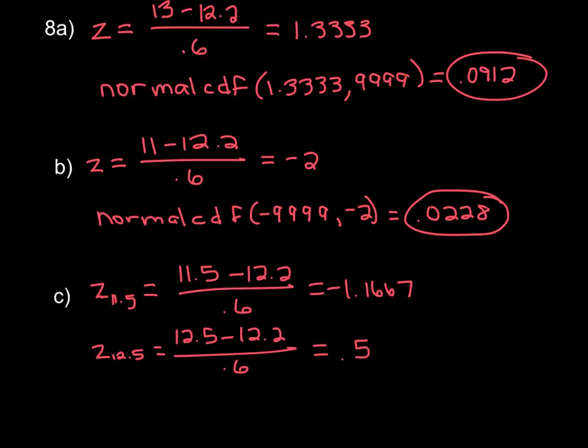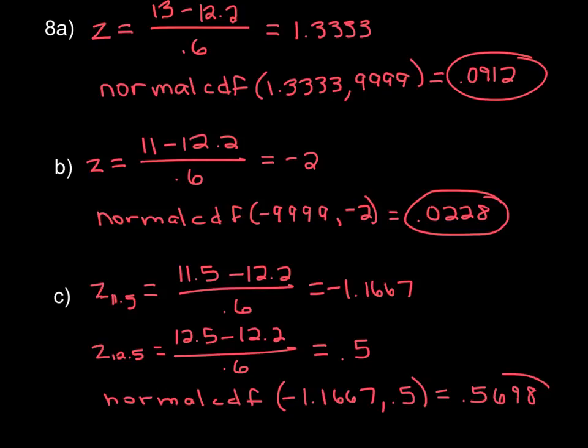Since we want the probability that it's between these two, when we go to normal CDF, we're going to use our smaller number as the lower bound, negative 1.1667, and the bigger number as the upper bound. When you hit enter, that gives us approximately 0.5698, so approximately 56.98%, almost 57%.